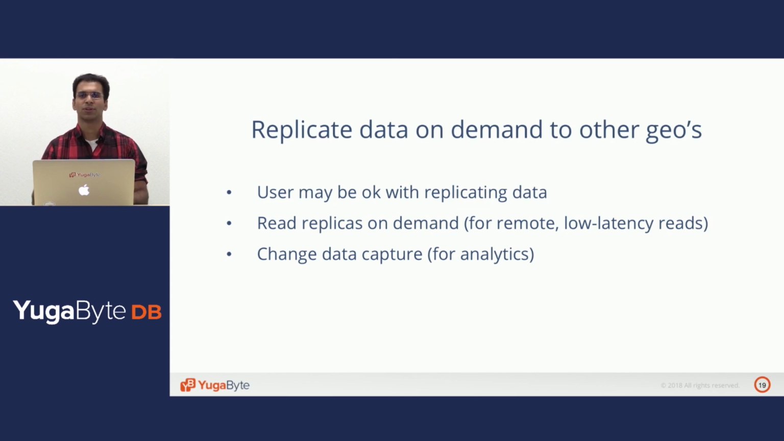So let's go further. Let's say you asked some of your users and they are okay with replicating their data to other geographies. Now, if that happens, you would need to quickly know how to move this data to another geography in order to utilize it. You could do something like set up a read replica for remote low latency access because users are okay with giving you access to move this data out.